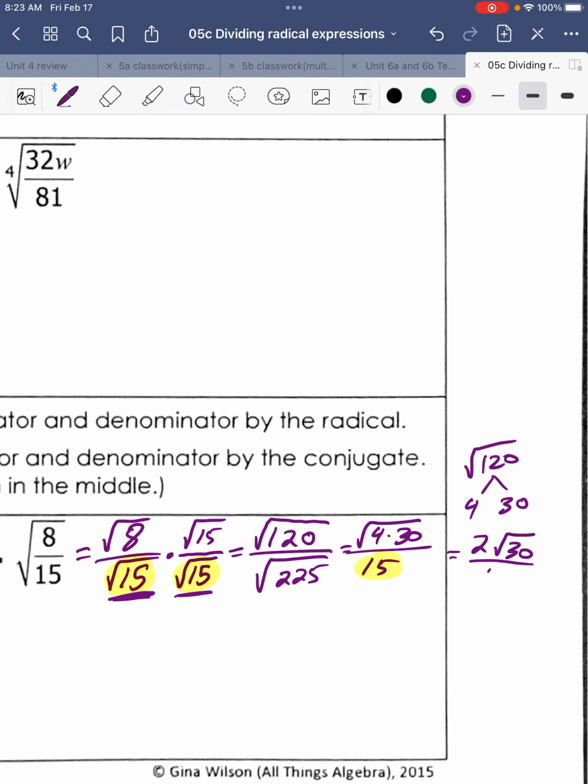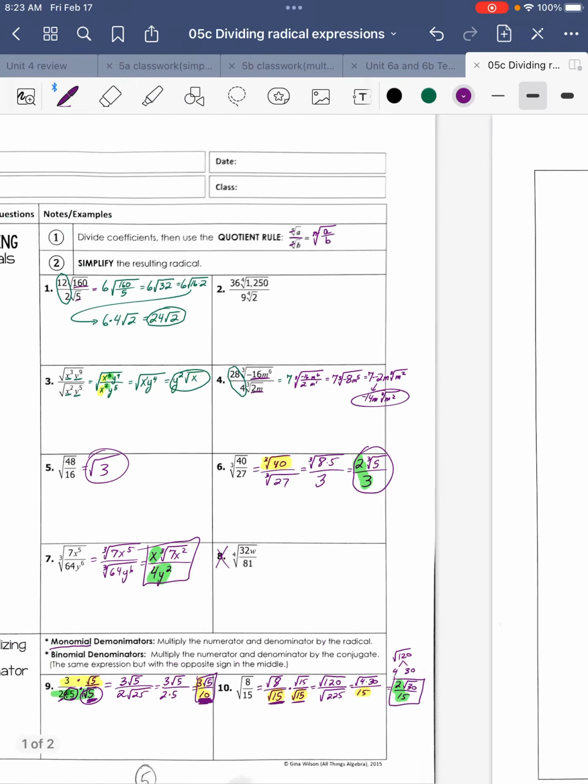All right, moving on. The square root of 4 is 2, and the square root of 30 cannot simplify any further, over 15. The last step is to look at 2/15. Can we reduce that? No, we cannot. So that is our final answer.